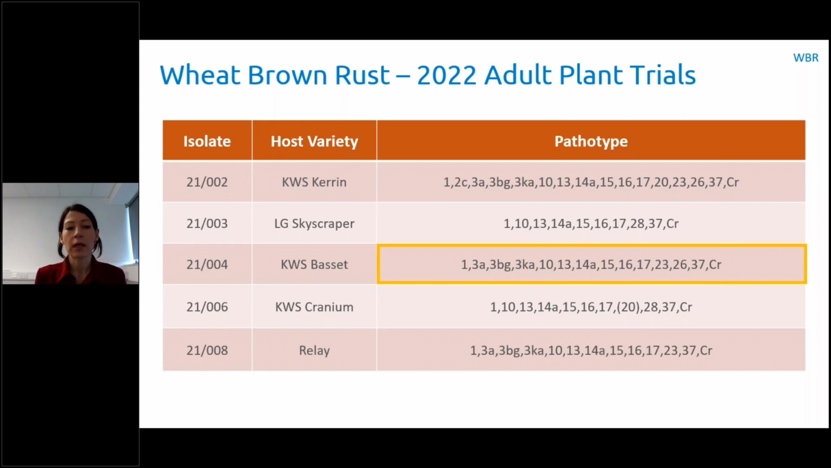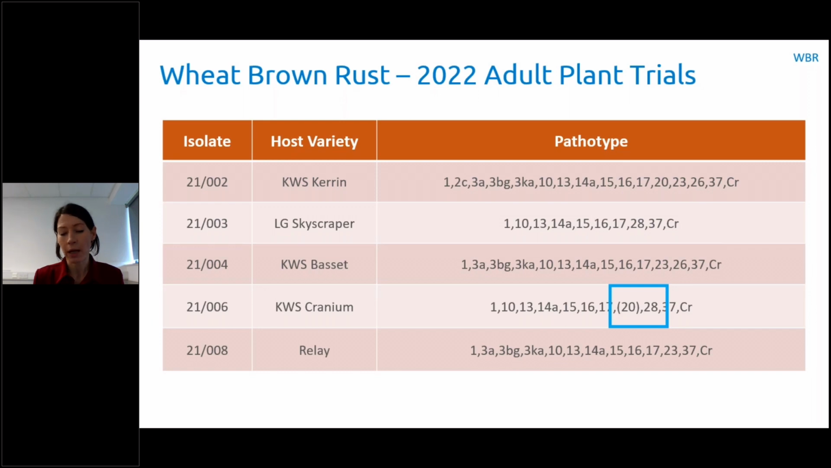We selected this one here from number 21004 from Kedros Bassett, and that one was selected because it was the second most common pathotype in 2021. We selected this one here, 21006 from Kedros Cranium. So that one was a new pathotype. It combined virulence for LR20 and 28.